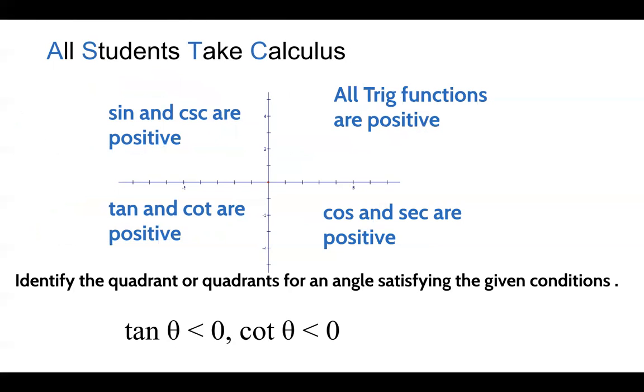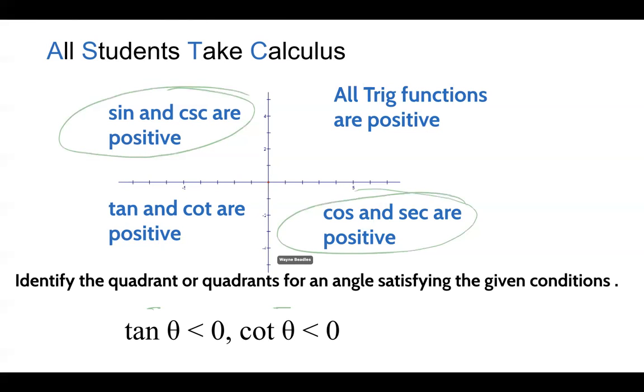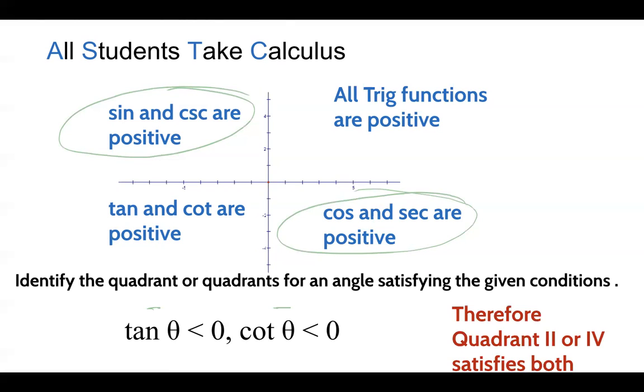So tangent is negative and cotangent is negative. So when are these trig functions negative? Well, tangent is positive in the first and third quadrants. So it's negative here and negative here. So the answer is both the second quadrant and the fourth quadrant. And one thing I failed to say is that we usually use Roman numerals when we're talking about quadrants, but first, second, third, and fourth.